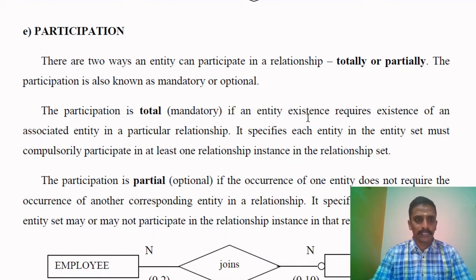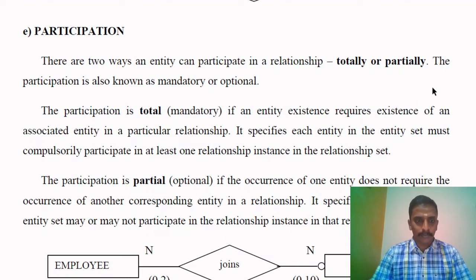Next, the participation. There are two ways an entity can participate in a relationship, that is totally or partially. The participation is also known as mandatory or optional. The participation is mandatory if an entity's existence requires the existence of an associated entity in a particular relationship. It specifies each entity in an entity set must compulsorily participate in at least one relationship instance in the relationship set.